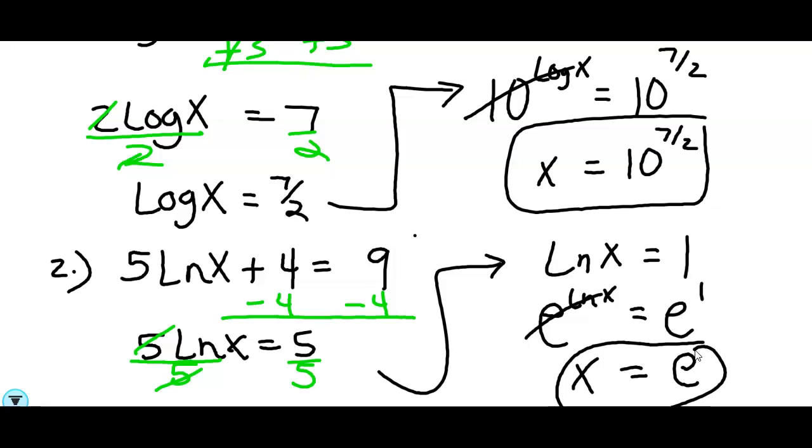So basically, how do we deal with outside numbers then? Just get rid of them first. Subtract, add, divide, or multiply if it's a fraction in the front.